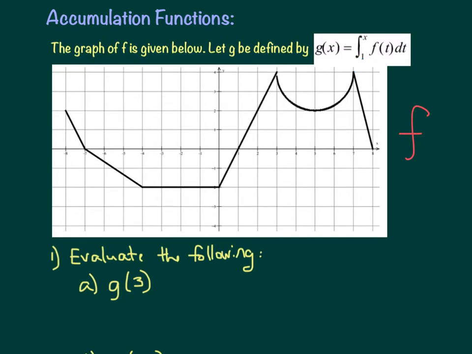So if I'm asked in this first problem to evaluate g of 3, let's think about this. What is the 3 representing? What place is it holding? It's holding the x place. So I'm going to take this g of x function that was given to me right here, and replace the x with 3. So I'm going to say the integral from 1 to 3 of f of t dt. And that means I want the area under the curve from 1 to 3 of f of t dt.